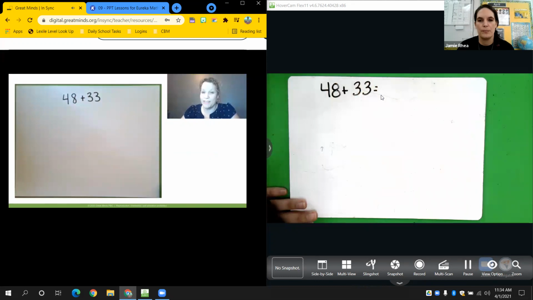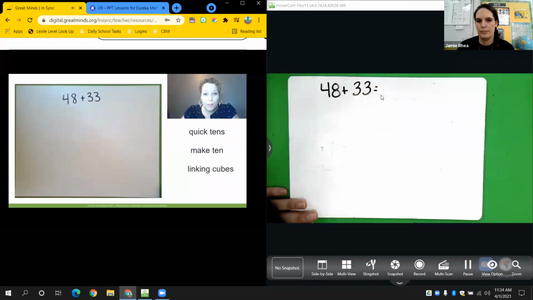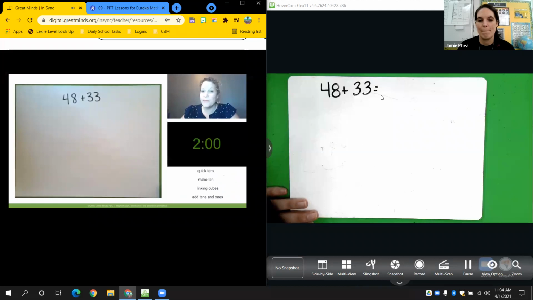There are so many ways we could solve this problem. We could draw quick tens, we could make 10, we could use linking cubes, we could add tens and ones, so many ways. You get to solve this problem all by yourself, and I will too, behind my secret wall. And then we'll come back and share our thinking. I'll put a timer up for 2 minutes. If you finish before 2 minutes is up, try and solve it another way. And if you need more time, feel free to push pause and take your time. There's no rush. All right, mathematicians, let's solve.